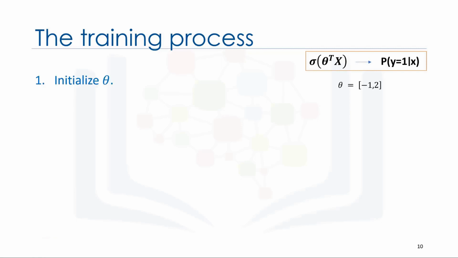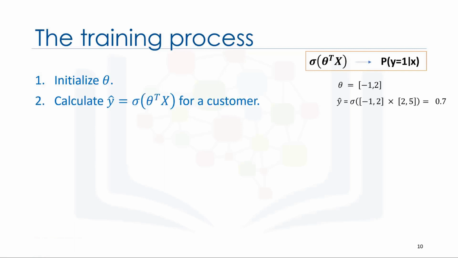Step 1. Initialize theta vector with random values, as with most machine learning algorithms. For example, -1 or 2. Step 2. Calculate the model output, which is sigmoid of theta transpose x, for a sample customer in your training set. X in theta transpose x is the feature vector values, for example, the age and income of the customer, for instance, 2 and 5. And theta is the confidence or weight that you've set in the previous step. The output of this equation is the prediction value, in other words, the probability that the customer belongs to class 1.